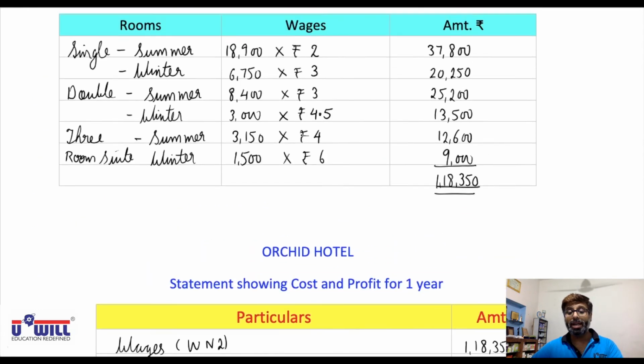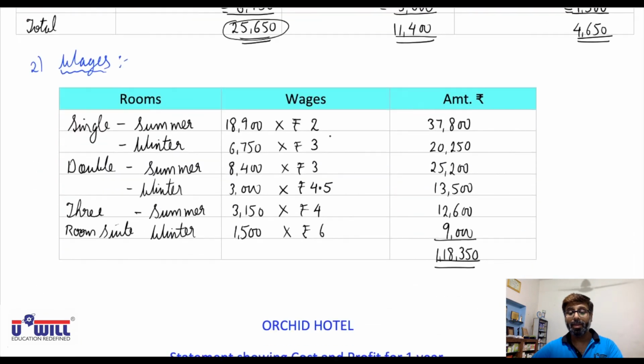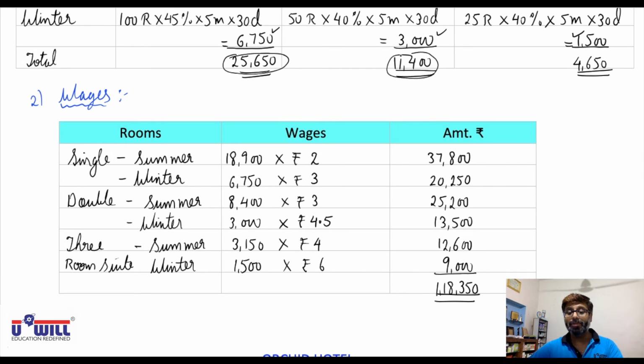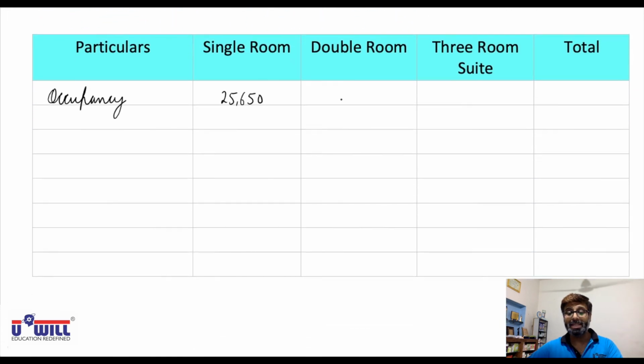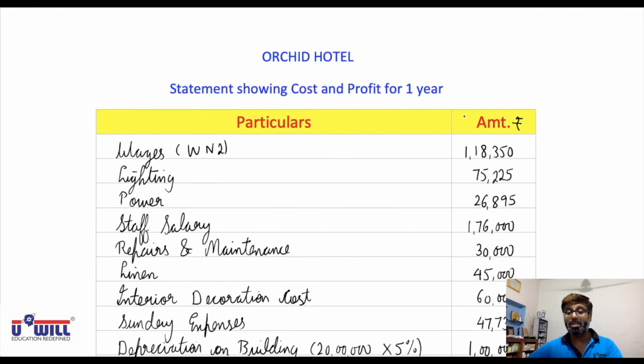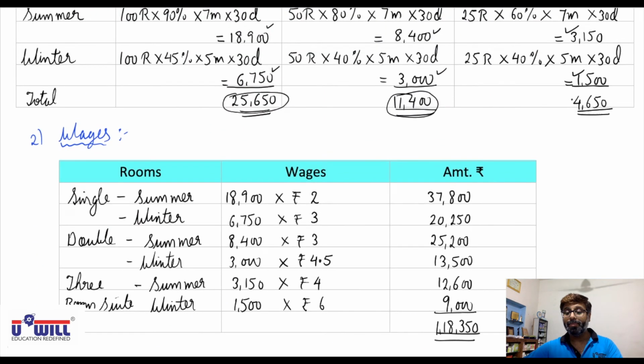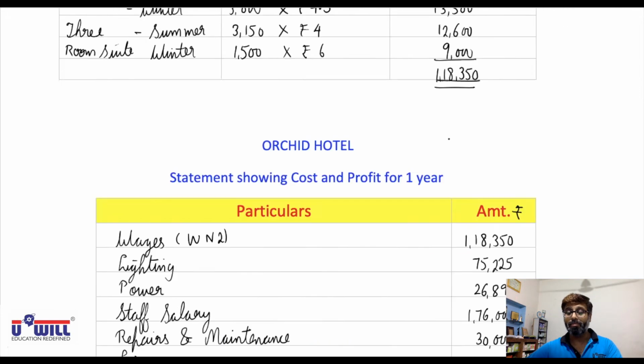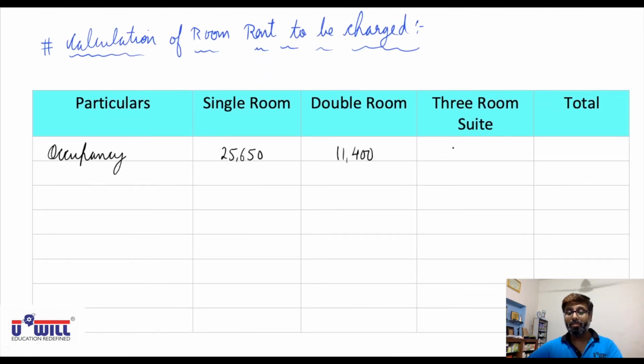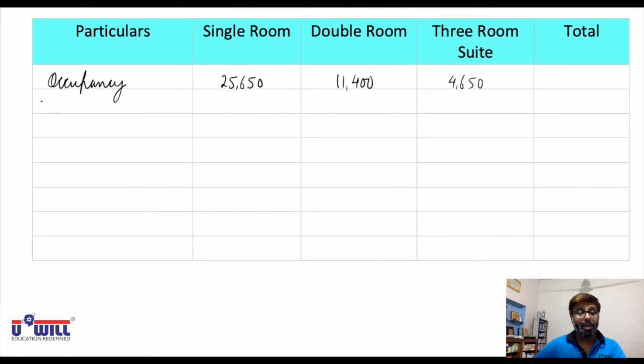Double rooms we got it as 11,400. Okay, double rooms occupancy 11,400, and 3 room suites occupancy is 4,650. Total is not needed. Multiplied with weights. Now weights means the number of times.